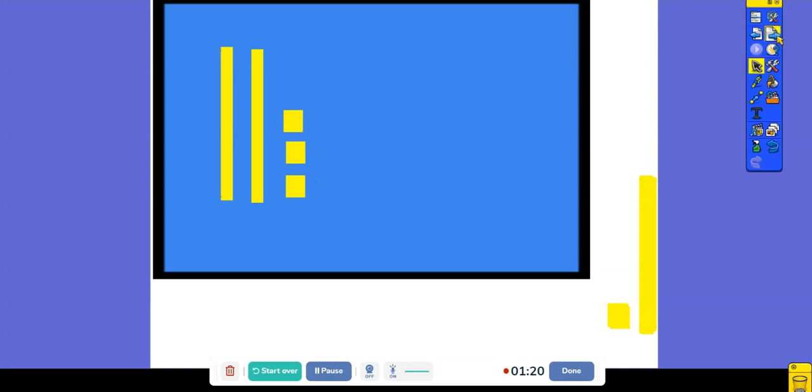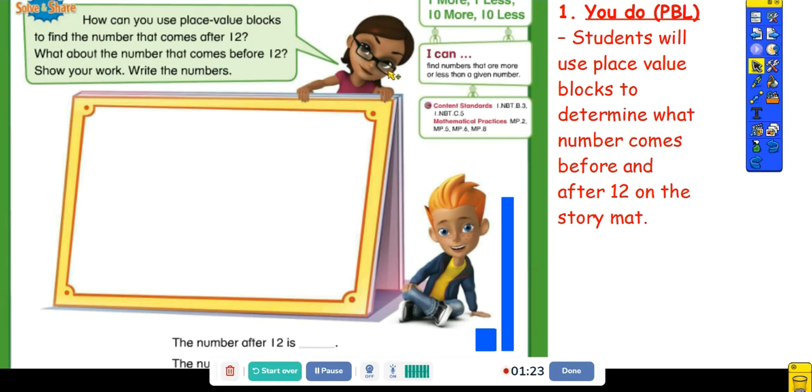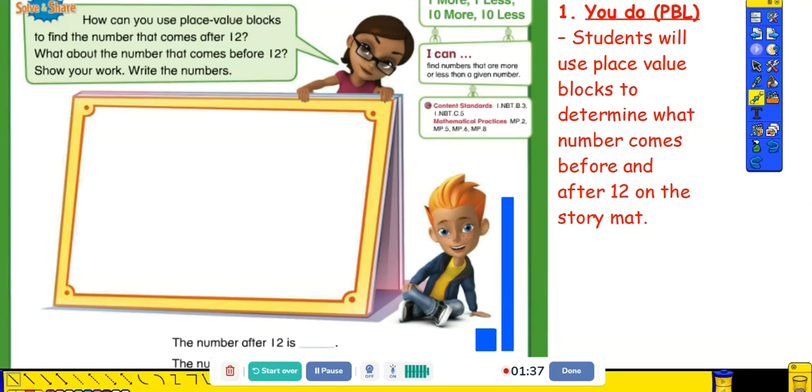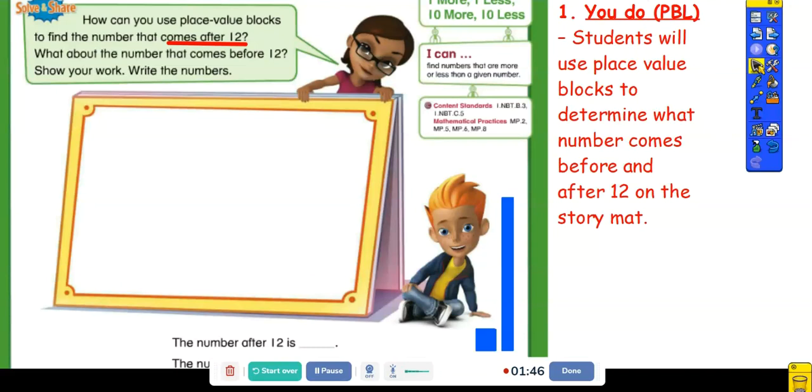Okay, so here's our question to get us thinking. How can you use place value blocks to find the number that comes after 12? So it's important here that we really focus in on what they're asking us. So they're asking us to find the number that comes after 12. So think to yourself, what would be the first step you would want to take? We'd want to build 12.